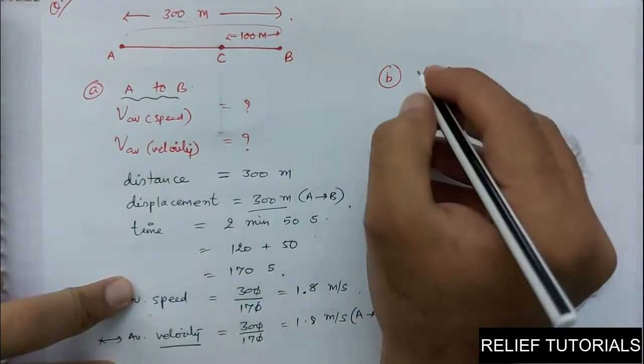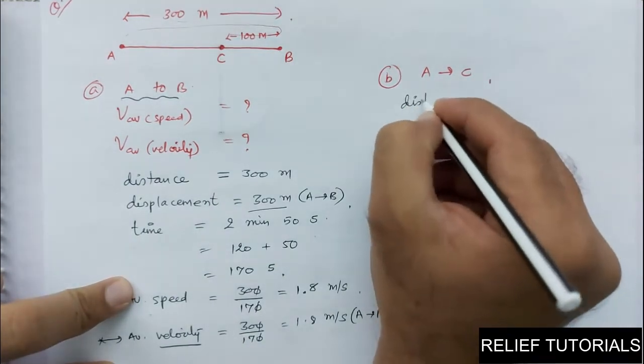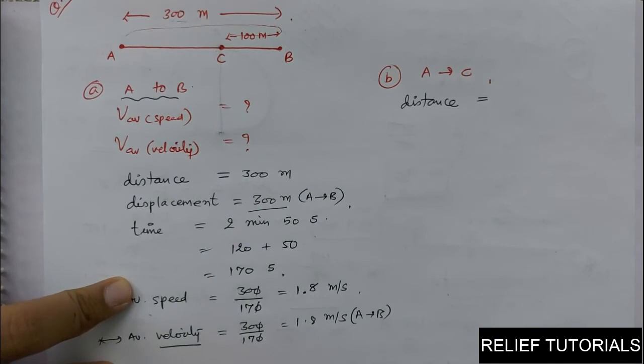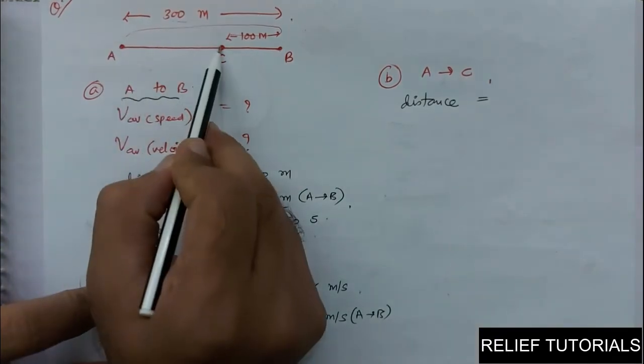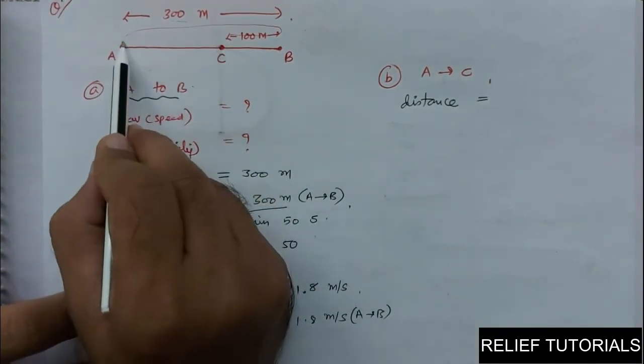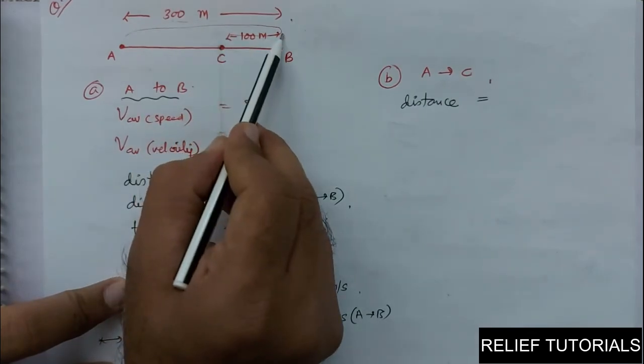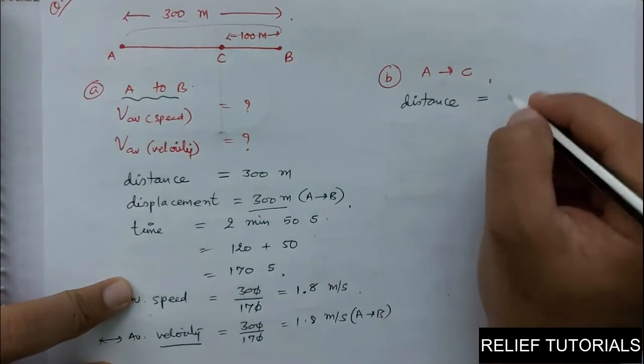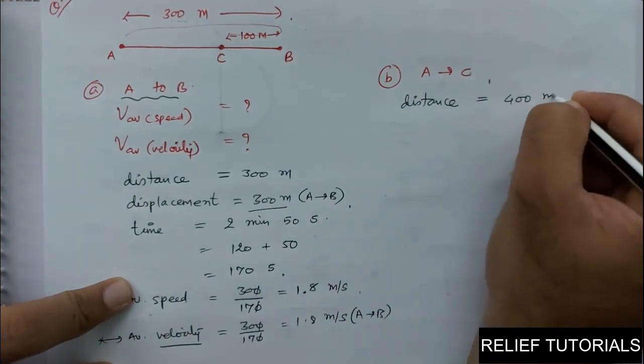So distance here, let us make a list of distance, because distance depends on path. Particle directly not going from A to C only and not stop there. Particle first goes from A to B, travels from A to B first and then comes back. So 300 plus 100, distance is 400 meter.